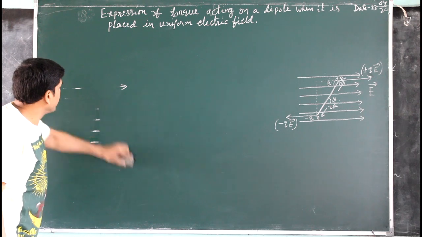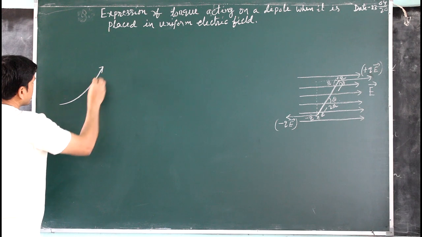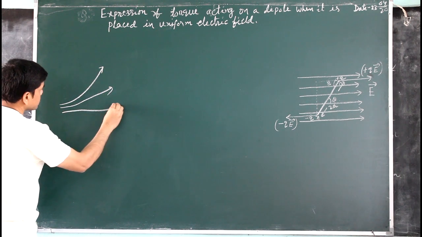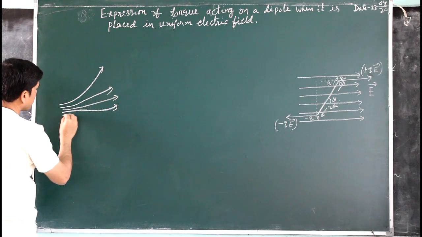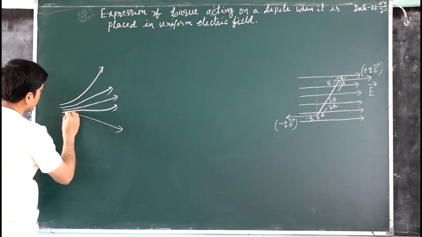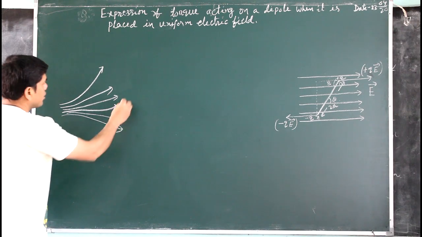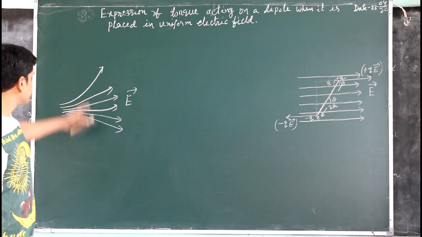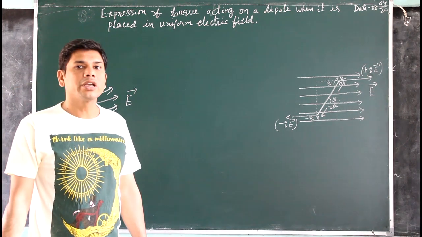And when the electric lines of force are not equidistant, like this, or equispaced, then the electric lines of force are called non-uniform electric field. This is the example of non-uniform electric field. These lines are not equispaced or equidistant. So this is a non-uniform electric field.